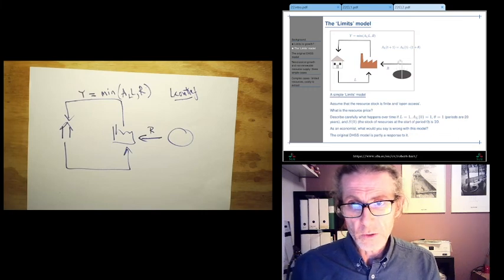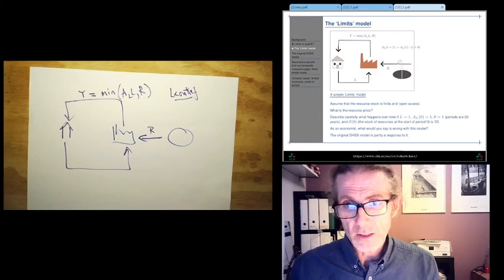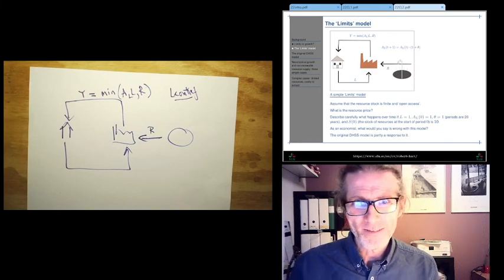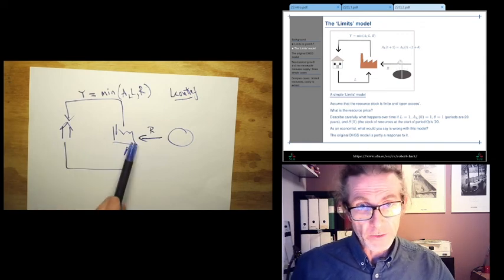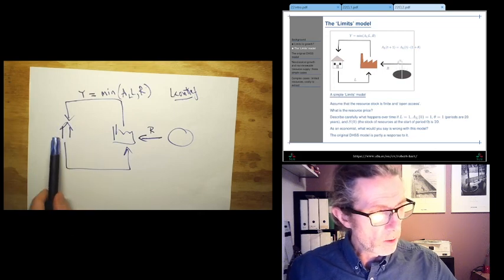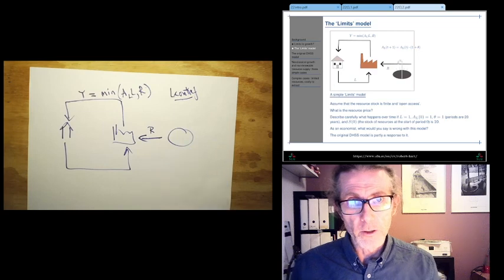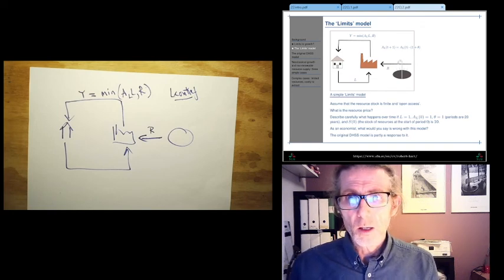Assume that the resource stock is finite and open access. What is the resource price? Well, if it's open access, and I haven't said that, but we've got loads of people here and loads of firms here, and this is just a free-for-all, there's no extraction cost, then the resource price will be 0. What is going to happen over time?